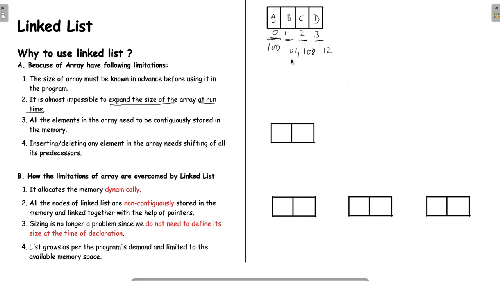So all memory should be in a sequential manner. So 100, 104, 108. You cannot keep any random addresses here. It should be in a sequence only. That is one of the disadvantages.